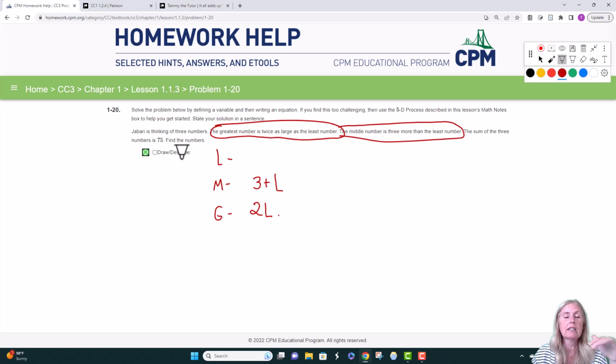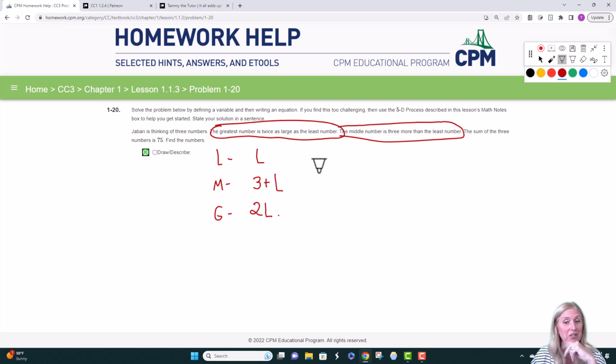They didn't tell us anything else very specific about the least number. So I guess we're going to label that one just L. We don't really know anything else about it. We're just going to call it L. Every one of these problems is patterned after something like this. So don't freak out when there's one, you're like, I don't know what to write about it. It's okay. Just call it L.